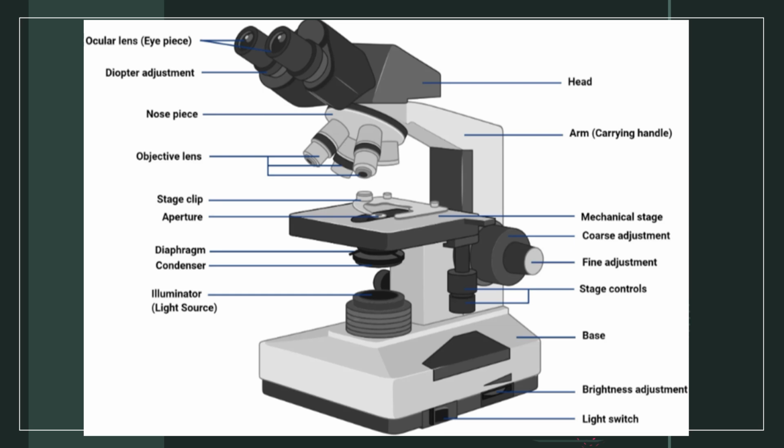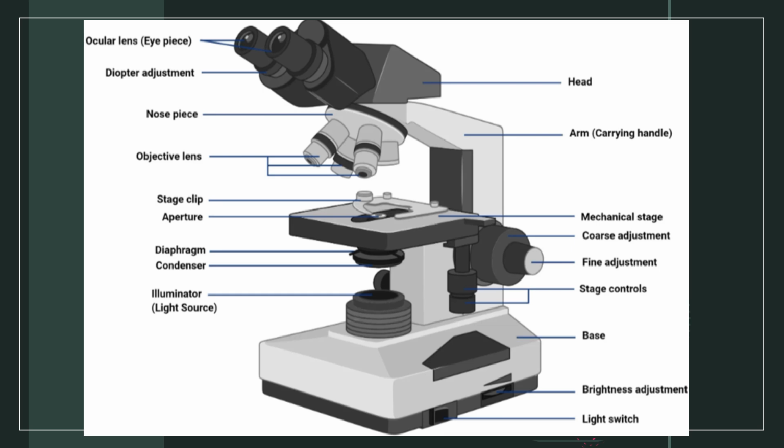For your parts of the microscope, again, this is your ocular lens. This one is for a binocular compound microscope. Your diopter adjustment can be adjusted to compensate for the differences in vision. Your revolving nose piece, your objective lenses, you have your head, your draw tube, your arm, your mechanical stage, your stage clip, your aperture, your diaphragm, your condenser, your light source, your base, of course.